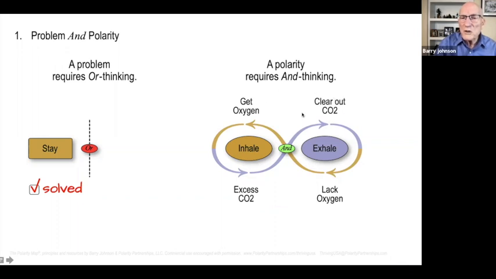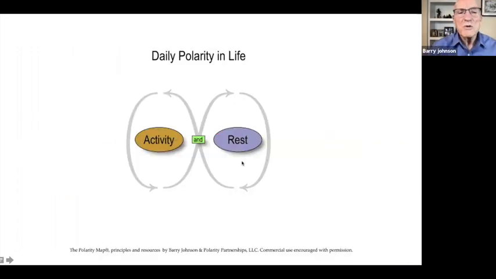So with all polarities, there are two upsides, but there's also two limits, the limits of each downside. And when you experience the limit of one downside, the natural antidote is the upside of the other pole. That's what causes it to continue to move. So that's how all polarities work. Now I want to just move into a polarity with a slightly longer cycle time, sort of a 24-hour cycle time of activity and rest.